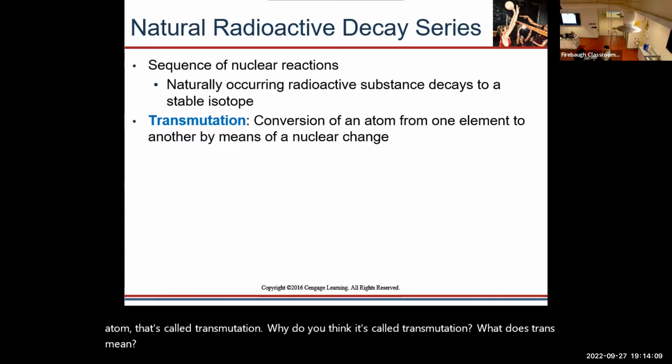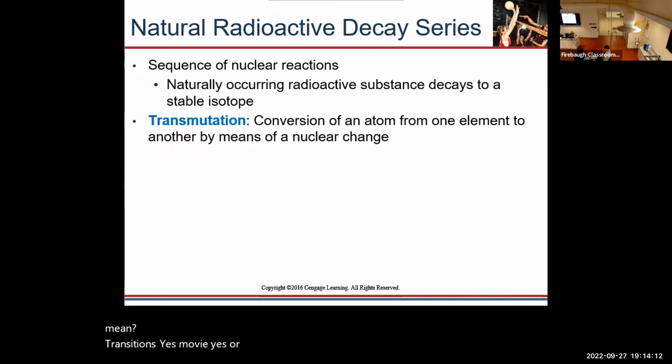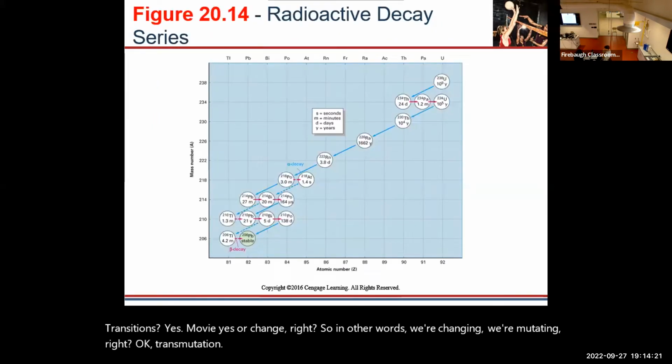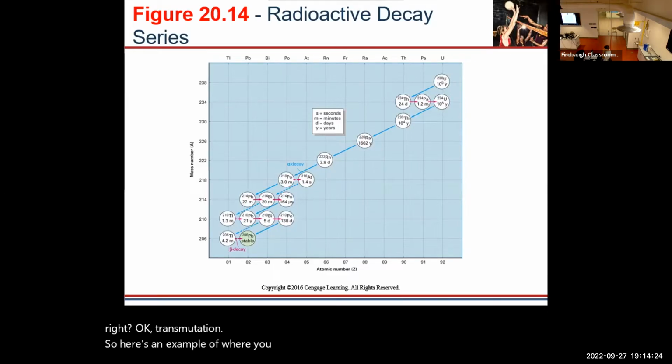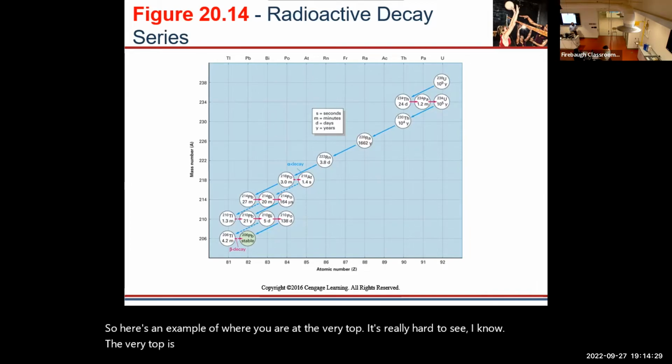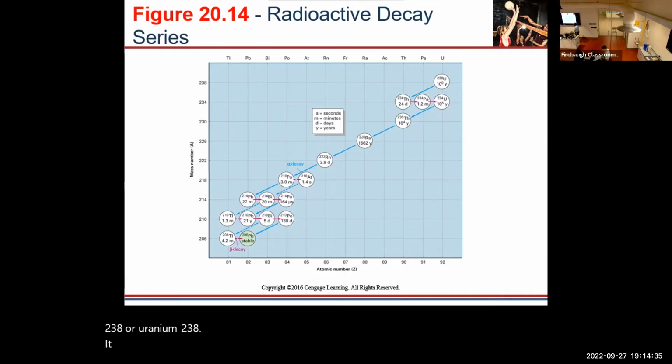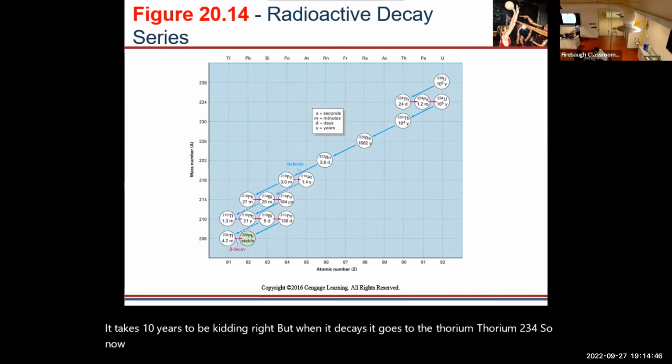Yes, change, right? So in other words, we're mutating. Okay, transmutation. Here's an example of radioactive material. At the very top is uranium-238. It takes a long time to decay, but when it decays, it goes to thorium-234. This process of decay is going to be an alpha decay, right?